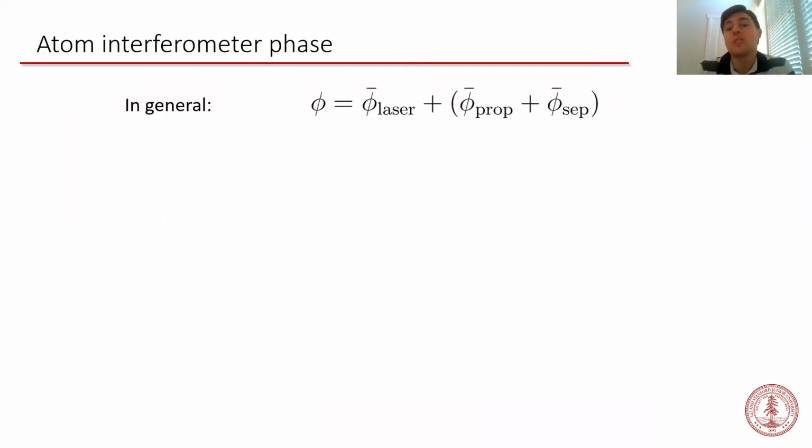Next, I will discuss what kind of information is contained in the interferometer phase. Since atoms are massive particles, calculating the interferometer phase is a bit more complex than in the optical case. In general, we can divide the phase into two terms. The first term, called the laser phase, depends on the position of the atoms as measured by the wave vector of the laser pulses that are used as beam splitters and mirrors.